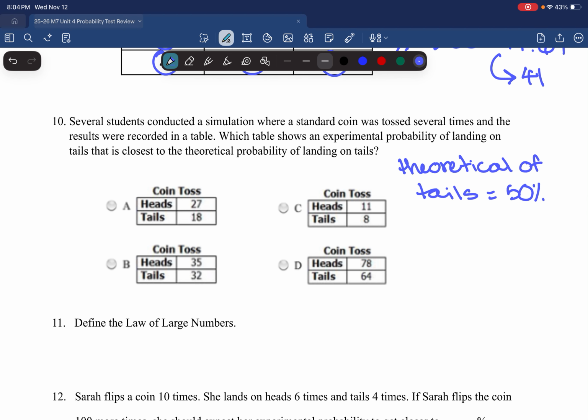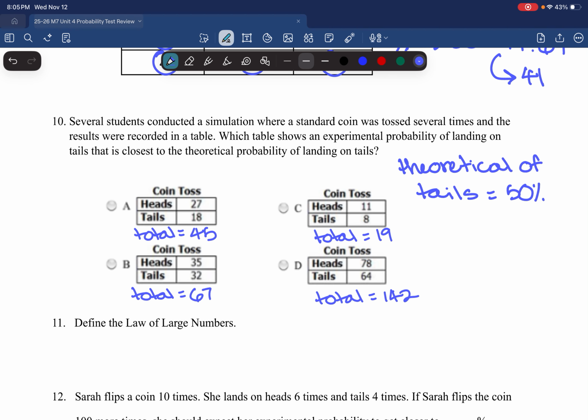So now I was first doing this. I just added up the totals real quick. This one is 45. This one is 67. This one is 19. And then this one is 142.